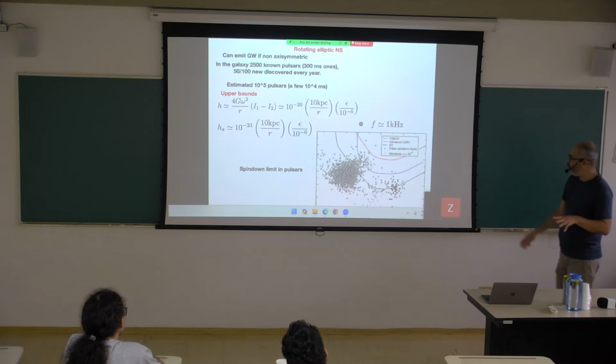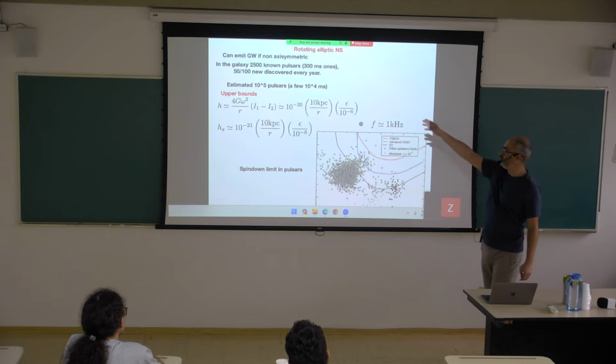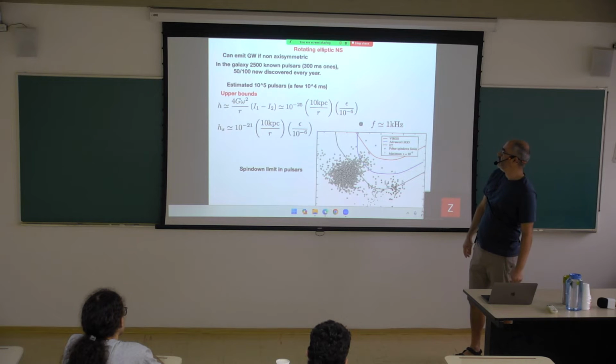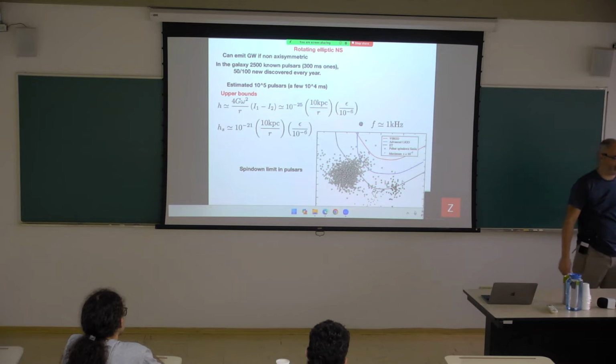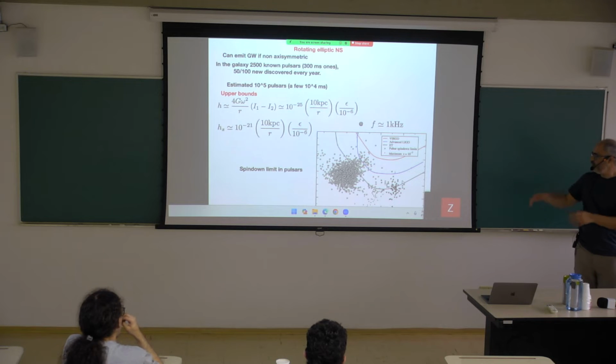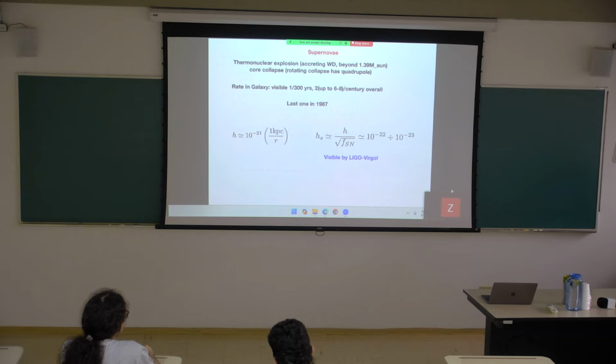Okay, and that is, let me stress, for known pulsars, pulsars that you have observed. And if you consider that for every observed pulsar, there are more or less 100 unobserved ones, it might well be that the observation of the first signal from rotating neutron stars is around the corner. So this is a viable source. Not yet observed, but according to everything we know, pretty close to being possibly observed. That is so far for pulsars. Now, let me move to supernovae. So there are two kinds of supernovae.